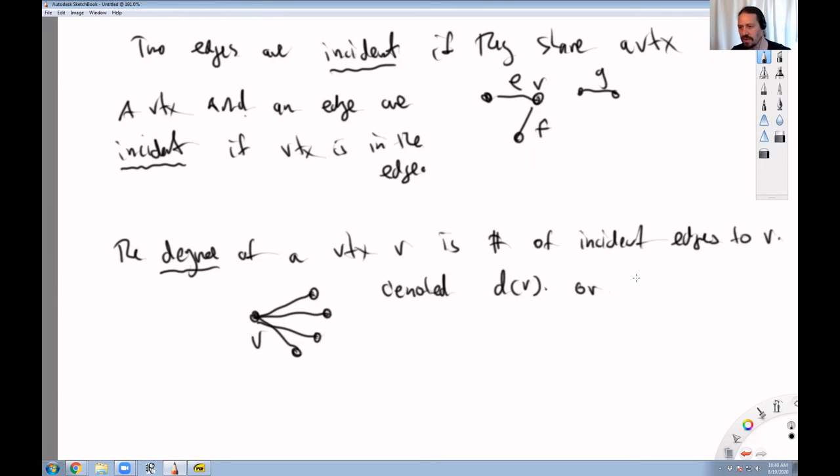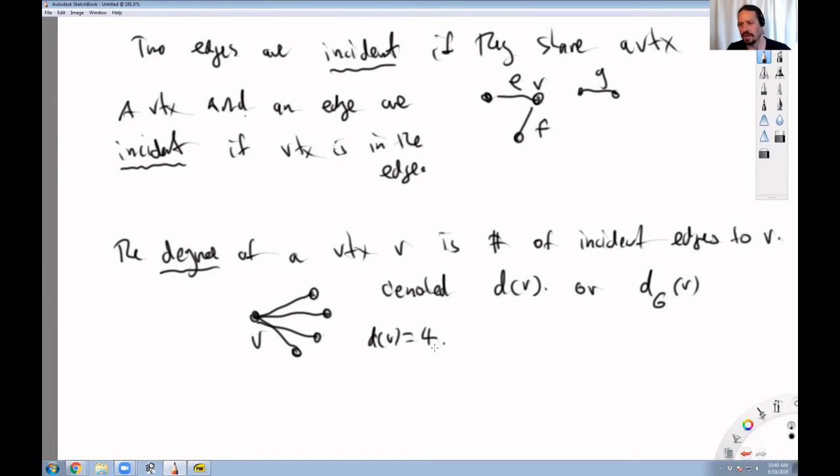Or if we're working in a specific graph G, sometimes we'll say d sub G of V, just to emphasize we're talking about the degree of V in the graph G. Sometimes we're working with two graphs simultaneously, and even though we have the same vertex, maybe we've transformed one graph into another, and we want to distinguish the degree between the two. Most of the times, the subscript will be excluded, though, when it's clear from context what we're talking about. So in this case, d of V equals 4, okay?